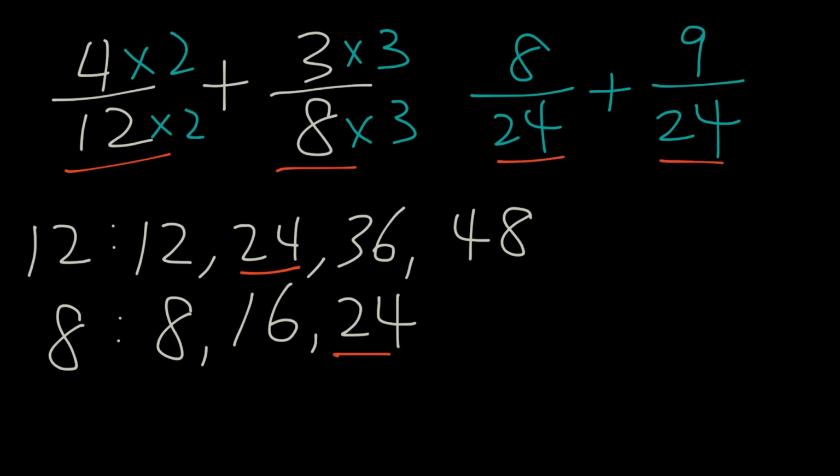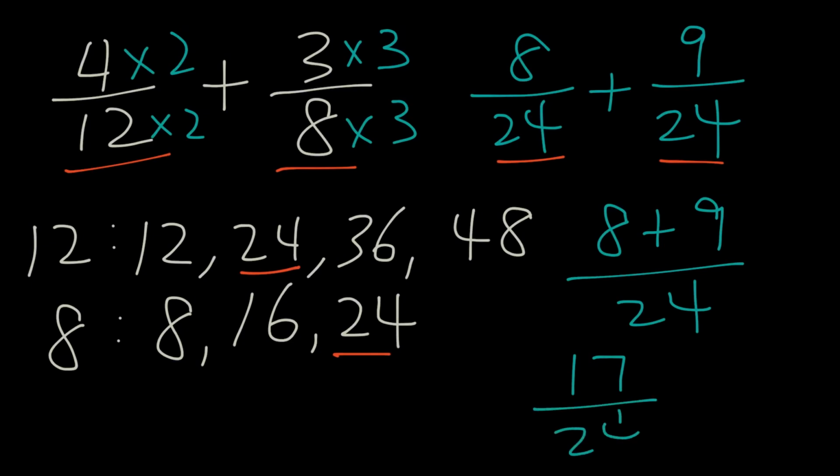We can go and solve this equation. And so 8 plus 9 over 24 equals 17 over 24. And there's your answer. So these two examples are how you would add fractions with unlike denominators.